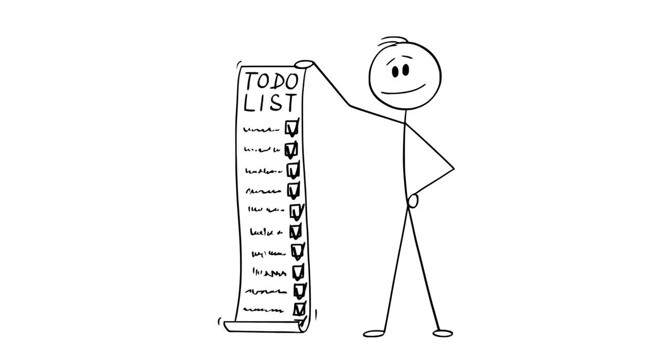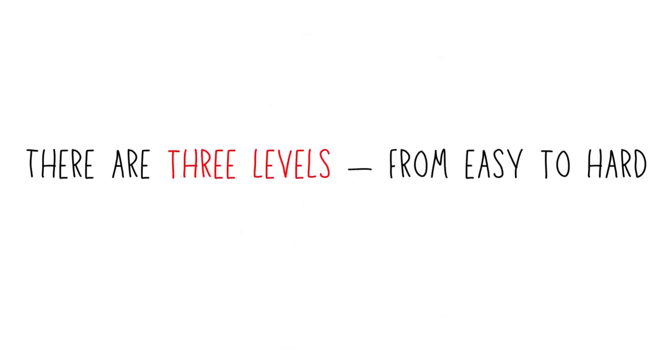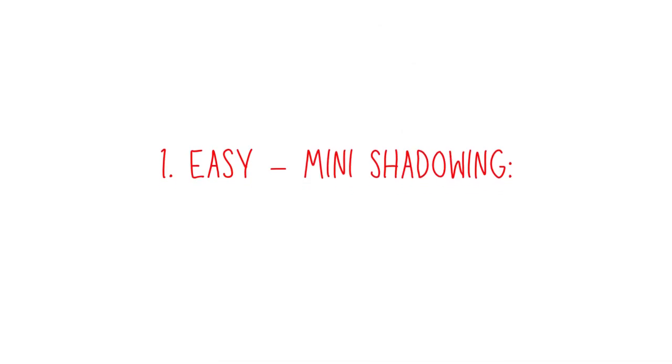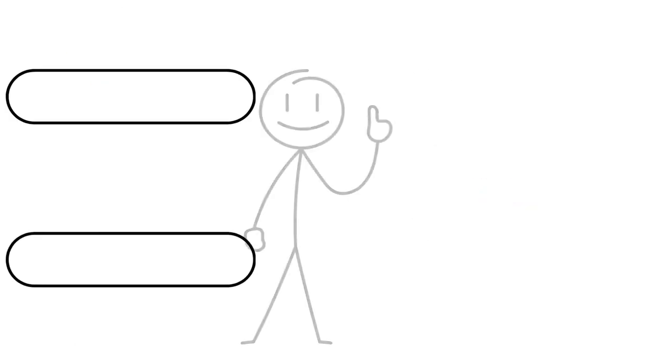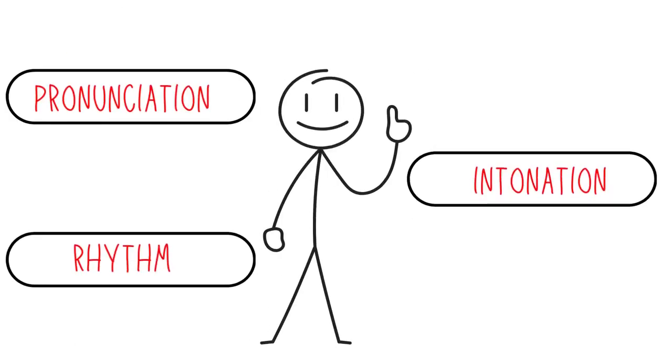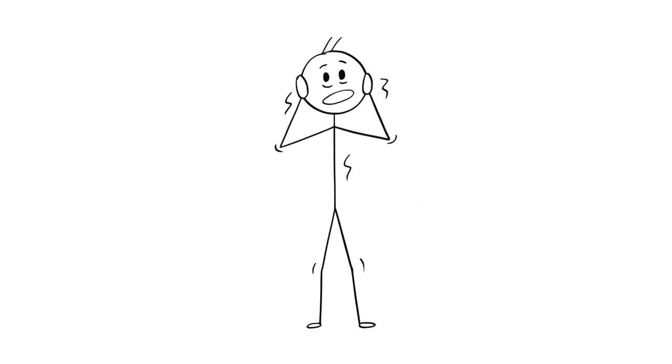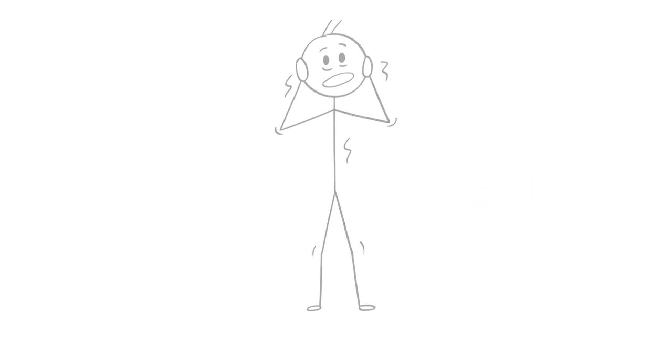Now let's talk about how to do it. There are 3 levels, from easy to hard. 1. Easy, mini shadowing. Repeat short phrases or single sentences right after the speaker. Focus on pronunciation, rhythm, and intonation. Don't worry if it's not perfect, just copy the music of English.